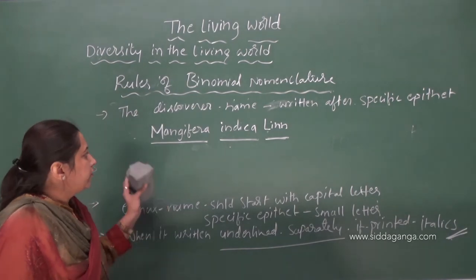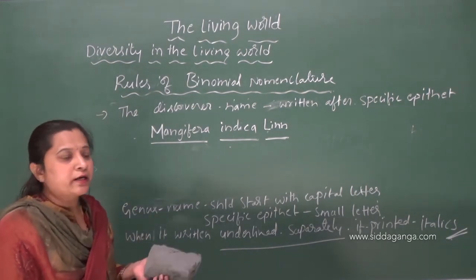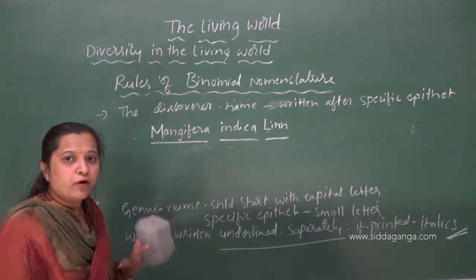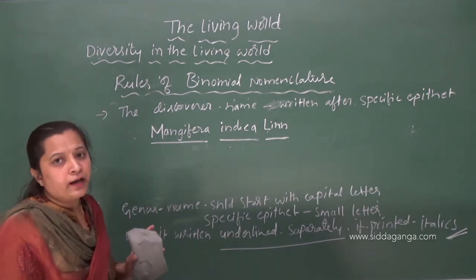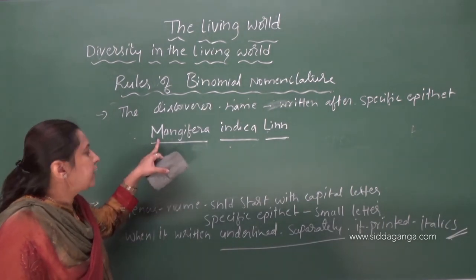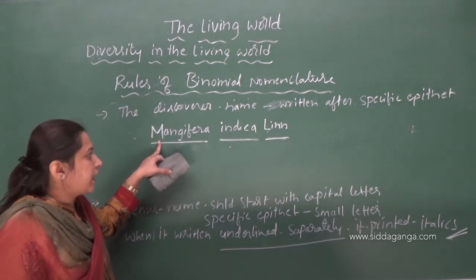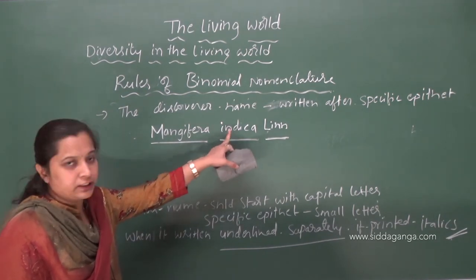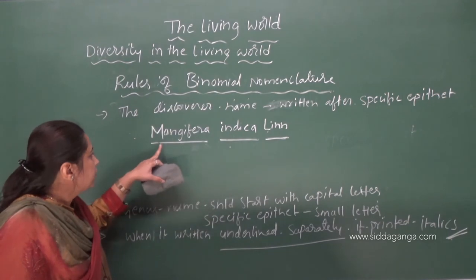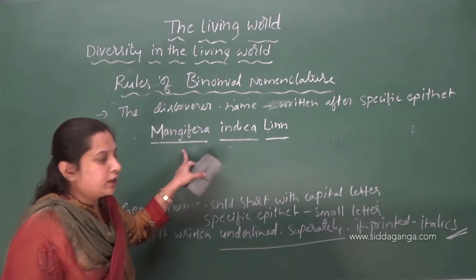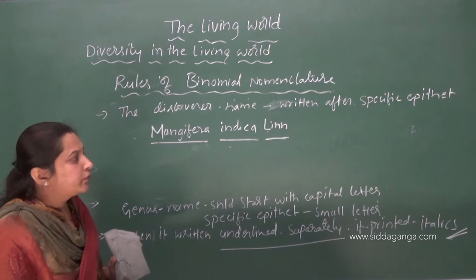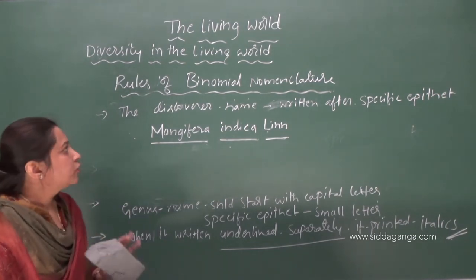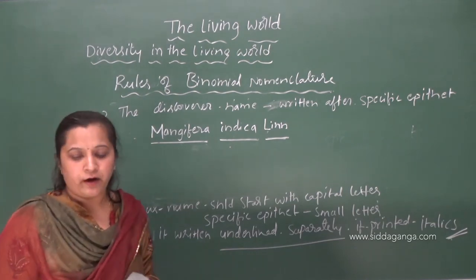So if they ask you to write the scientific name of a particular plant or animal in the examination, you have to follow the rules of binomial nomenclature. You should write the first letter of the genus in capital, and the first letter of the species name in small letter, and you should underline it separately. Understood? So this is the way of writing the scientific name of living organisms. So let us come to know what are the rules of binomial nomenclature.